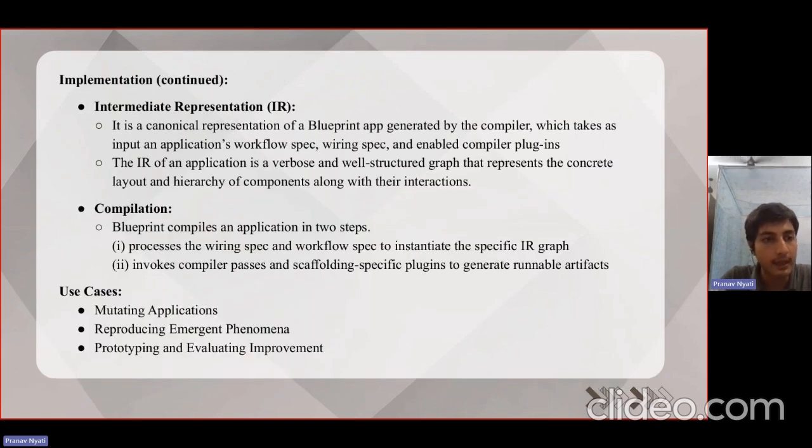Now, the next key component in the implementation is the intermediate representation. It's a representation of any Blueprint microservice generated by the compiler. The compiler takes the application's workflow and wiring as input and generates the intermediate representation. This is basically a well-structured graph that represents the concrete topology as well as hierarchy of all the components along with their interaction and interdependence. The Blueprint compiler has two phases. First, the compiler processes the wiring and workflow specifications to instantiate the intermediate representation graph, and then using the IR graph, it invokes compiler passes and scaffolding specific plugins for each of its individual nodes to generate runnable artifacts. The use cases of Blueprint are first, mutating applications, second, reproducing emergent phenomena, and third, prototyping and evaluating improvements.